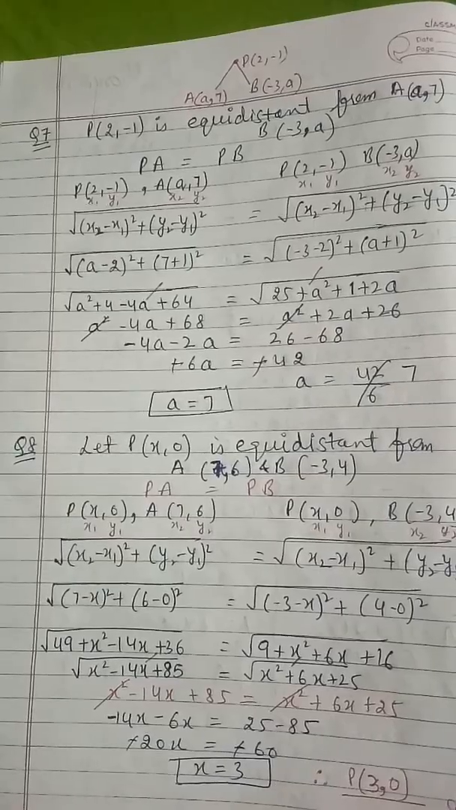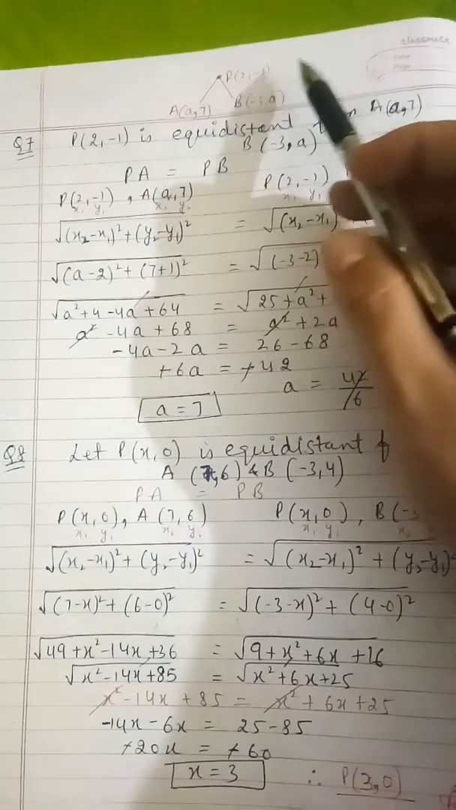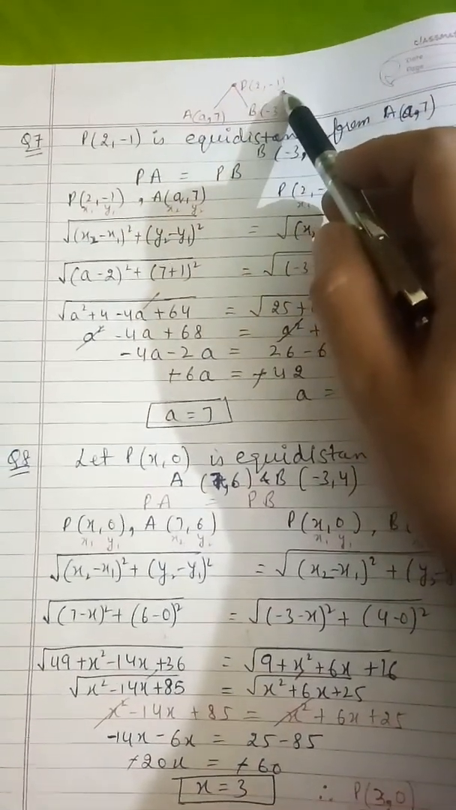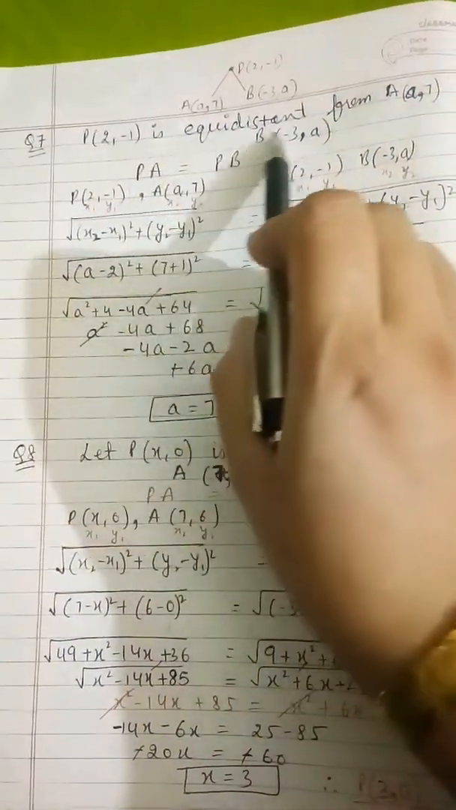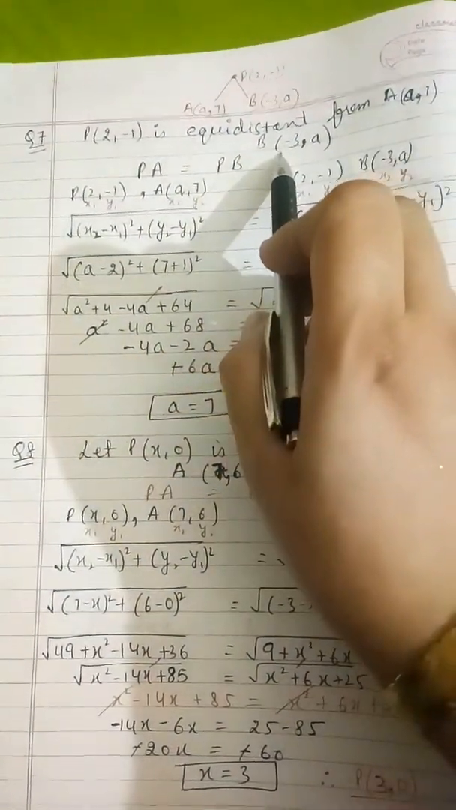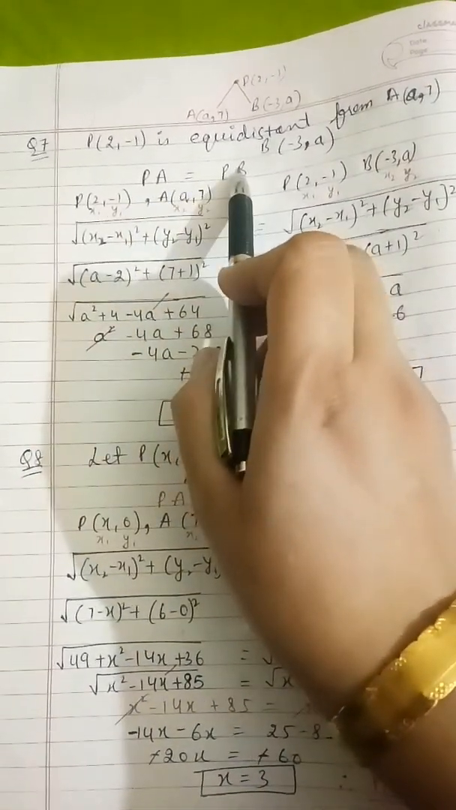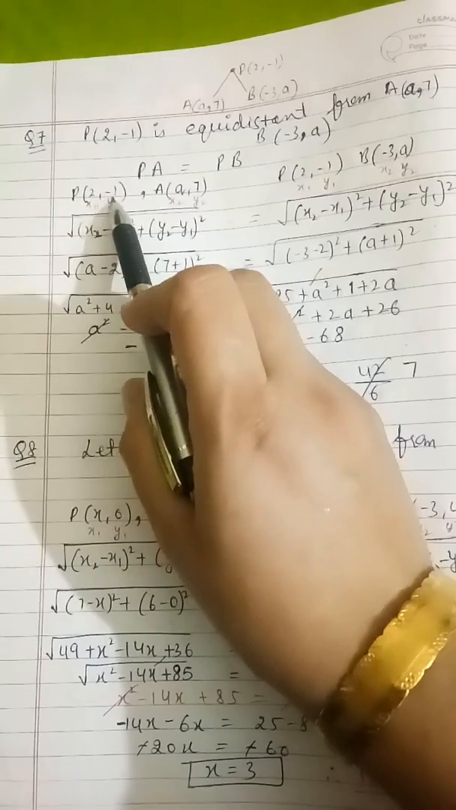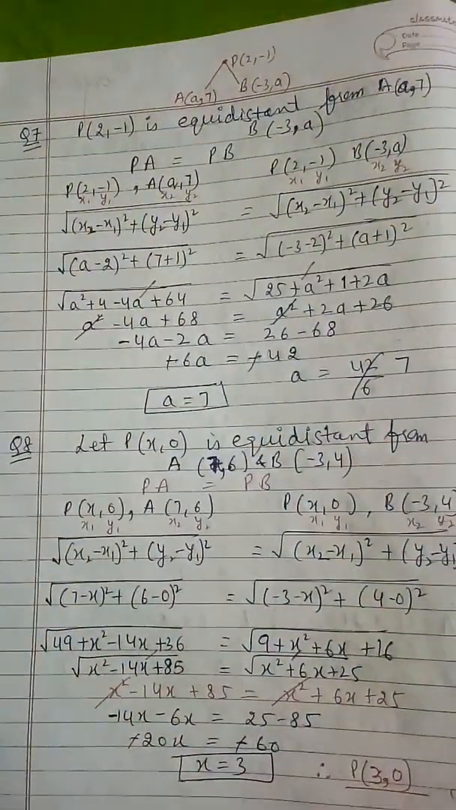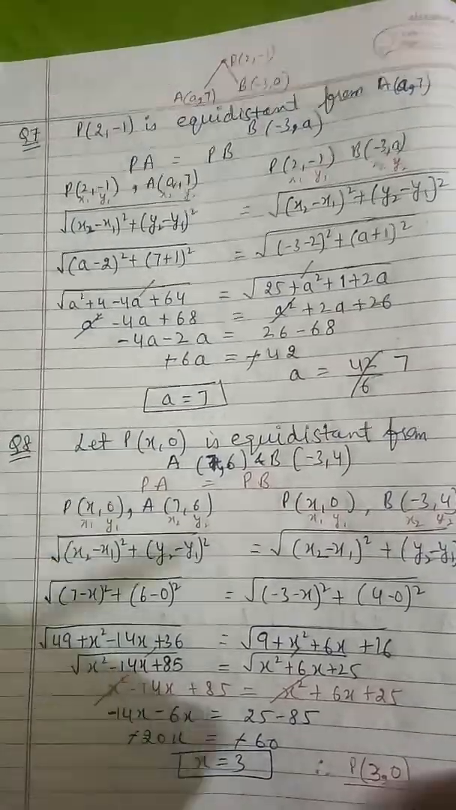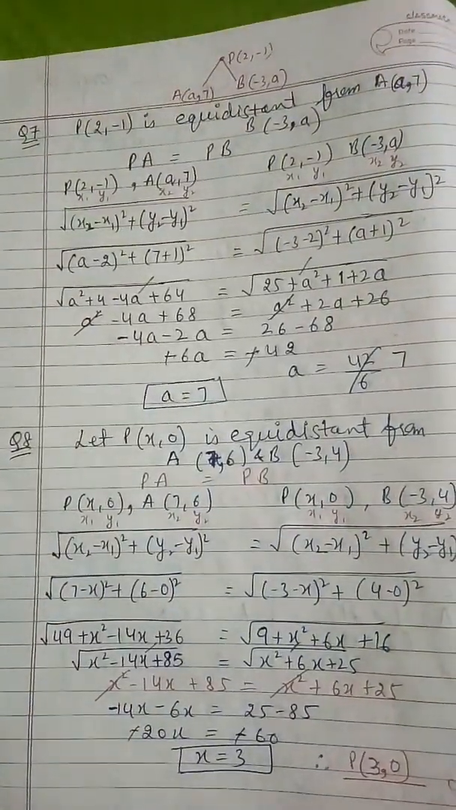The seventh question is: a point P (2, minus 1) is equidistant from A and B. So this is the point P (2, minus 1), this is the point A and this is the point B. Now P is equidistant from A and B, so it means PA equals PB. Then P is (2, minus 1), A is (a, 7). Here we write the P and B points, and on both sides we can apply the distance formula.